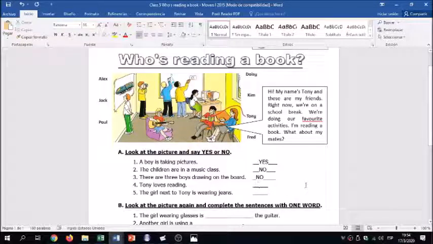Okay. Now, sentence number 4, it says, Tony loves reading. So, who's Tony? This one, right? The boy who is wearing a red t-shirt. And what did he say? ¿Qué dijo él? It says, we are doing our favorite activities. I'm reading a book. Entonces, Tony's favorite activity is reading. Entonces podemos decir que la oración 4 es afirmativa. Tony loves reading. True, so we write yes.